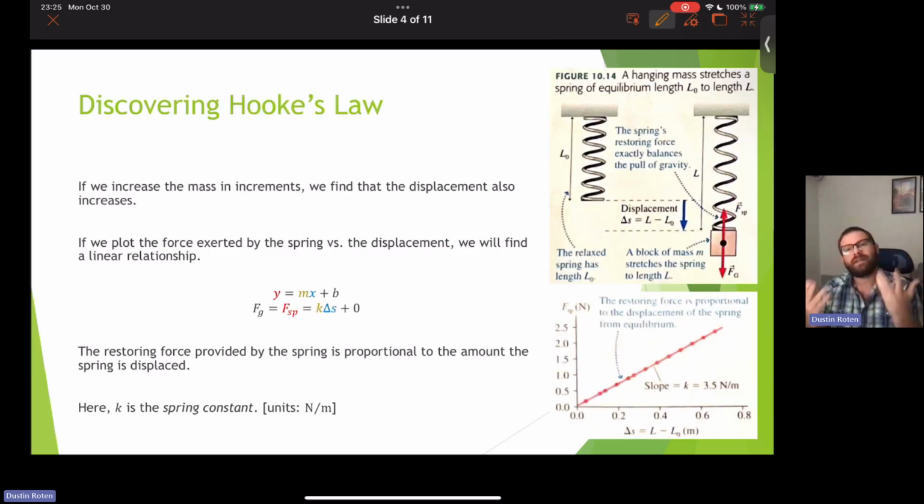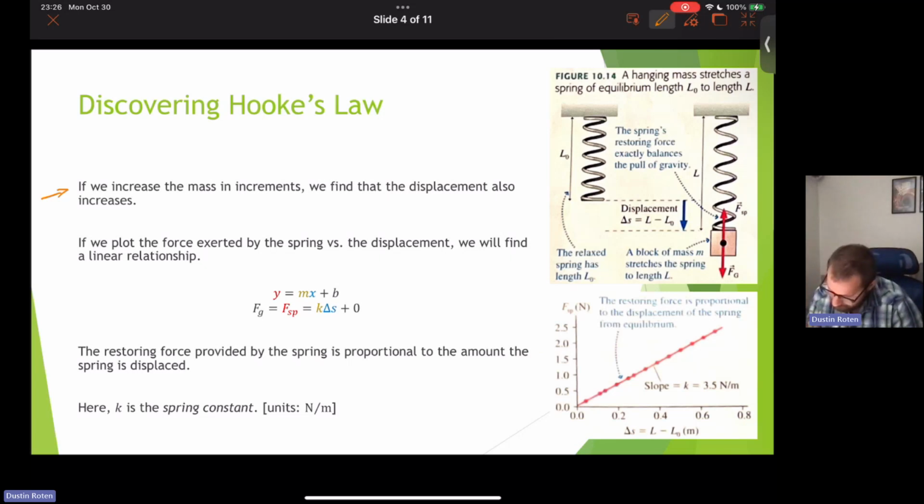So let's use that idea to actually discover Hooke's law here. We'll essentially do this experiment, step through it, and it'll help us build Hooke's law from scratch. Just like I said on the last slide, if we keep increasing this mass, we keep pulling the spring a little bit more and a little bit more. Now if we do this several times and plot it out, we determine something really interesting.